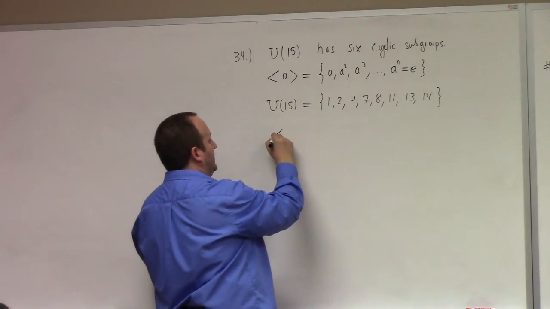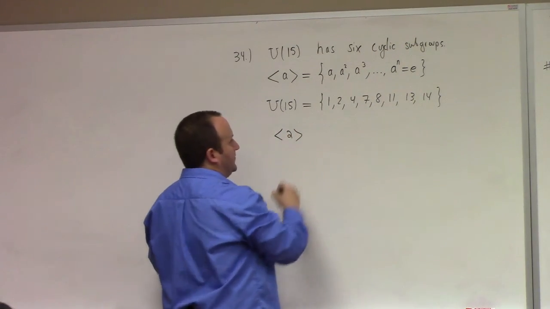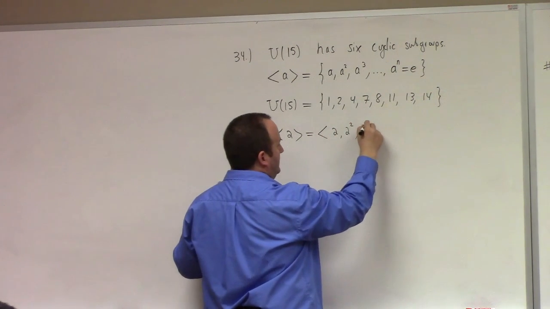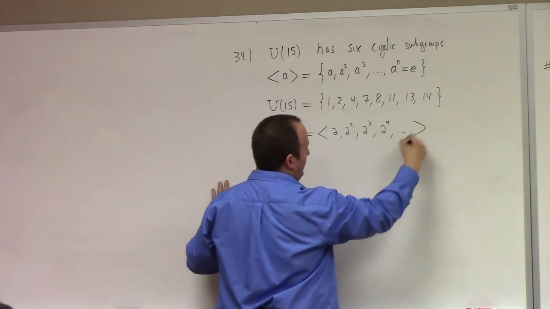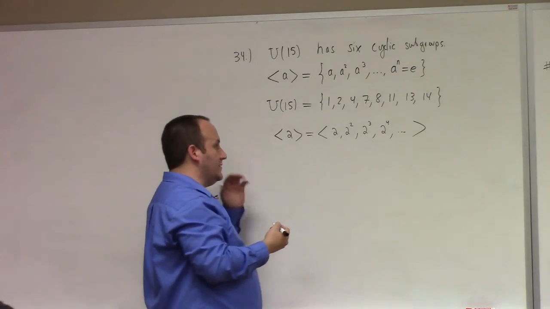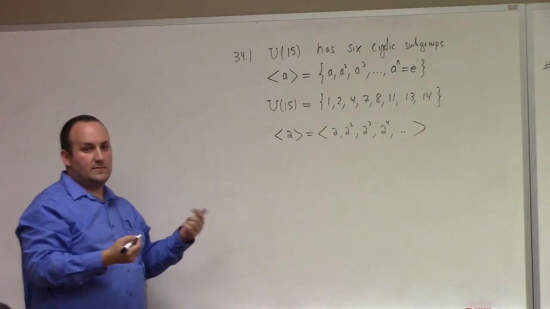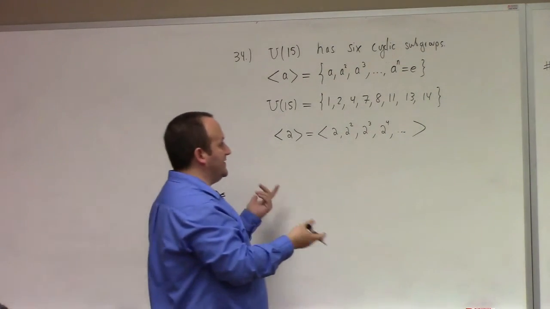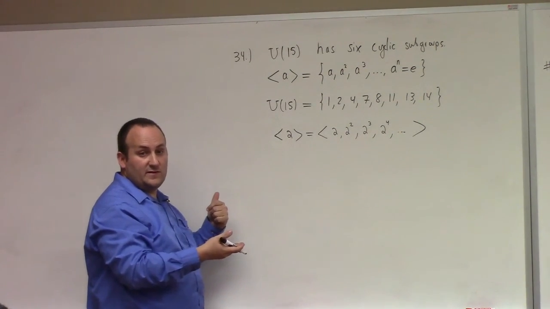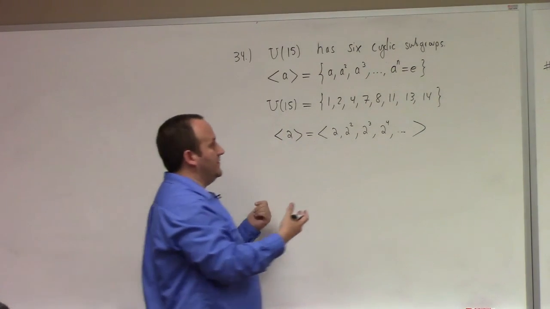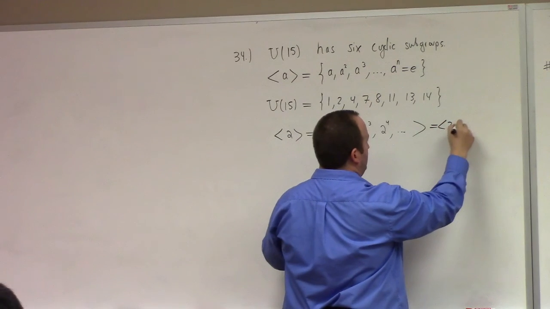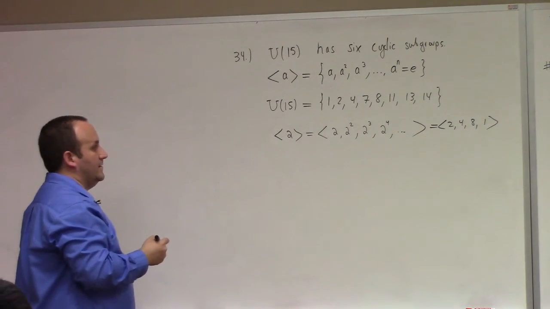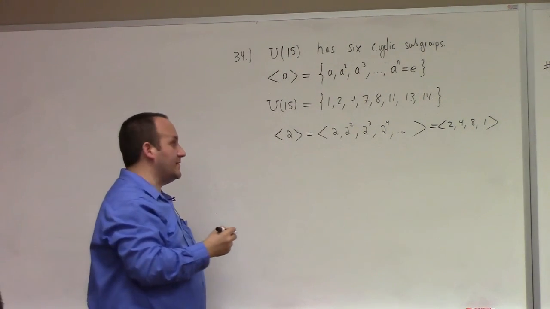So here, for example, if we take 2, the cyclic subgroup generated by 2 is basically just 2 squared, 2 cubed, 2 to the 4th, and so forth. I'm not sure how big that is. But basically the question is, what's the order of 2, as we talked about last time? In other words, what's the smallest integer power that when you raise it, you get back to the identity, which in this case is 1. 2 to the 4th is 16, which is 1. So this is going to be 2, 4, 8, 1. And 2 is called the generator.